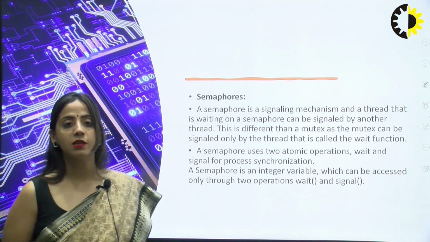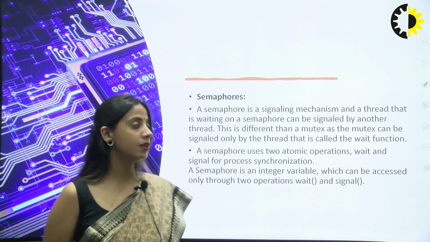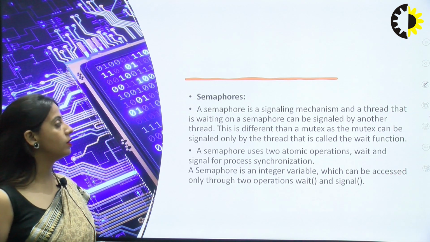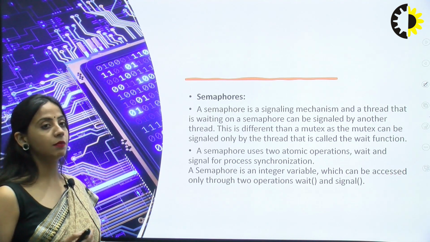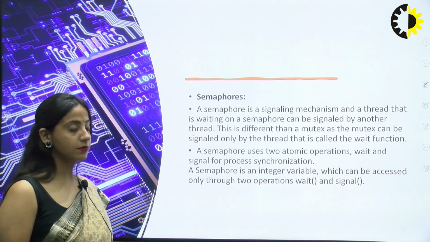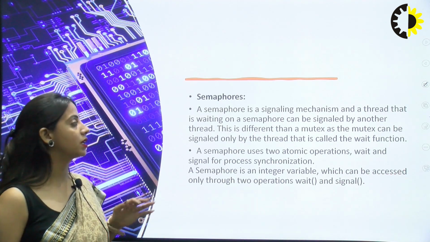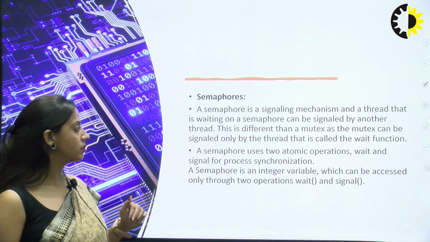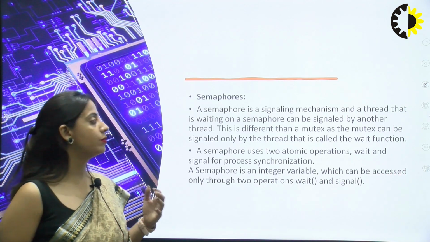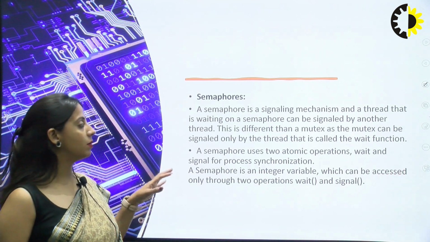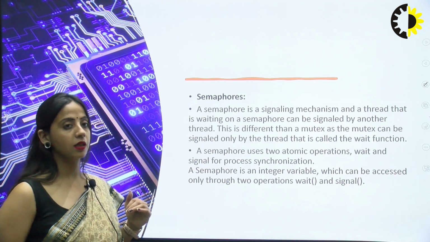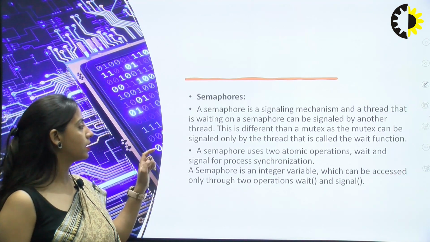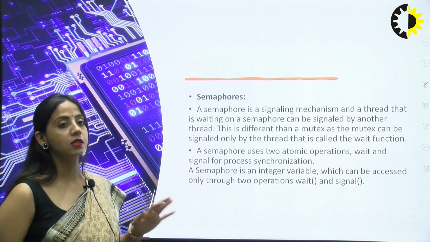Now, what is a semaphore? A semaphore is a signaling mechanism, and a thread that is waiting on a semaphore can be signaled by another thread. This is different from a mutex, as a mutex can be signaled only by the thread that called the wait function. Mutex is your mutual exclusion lock, okay, and it is signaled by the thread which called the wait function.